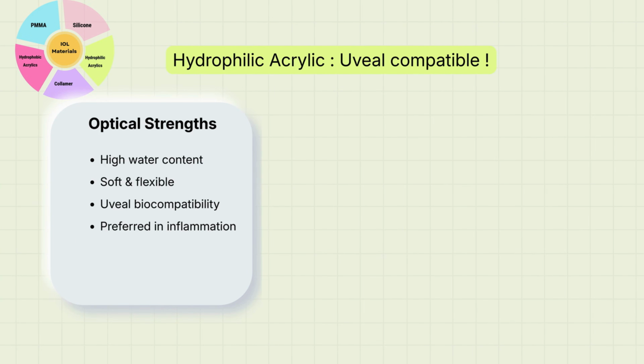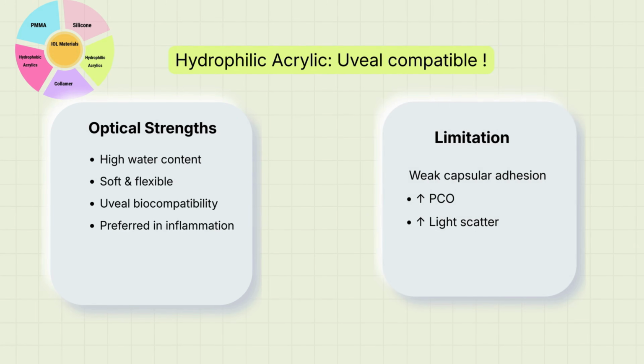Then when we talk about the hydrophilic acrylic lenses, they contain significant water content, making them soft, flexible and highly biocompatible with the uveal tissues. So uveal biocompatibility, think about hydrophilic. Capsular biocompatibility, think about hydrophobic. However, their surface does not promote strong capsular adhesion. Moreover, because of the water content, this allows greater lens epithelial cell migration, resulting in higher PCO rates. Their higher water content also contributes to increased light scatter and glare compared to hydrophobic material.